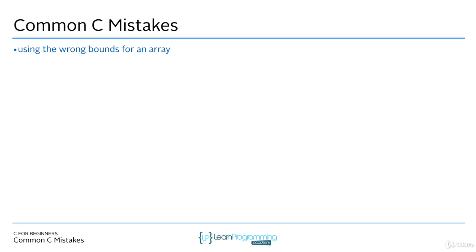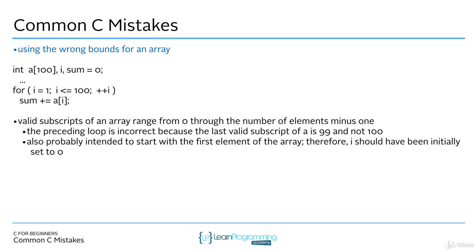Using the wrong bounds for an array, an out of bounds exception. Here we're declaring an integer array of 100 size, and then a couple variables i and sum, with only sum being initialized. And we go through our loop, and we say for i equals 1, i is less than or equal to 100. That's incorrect, because the size of 100 means that there's 100 elements in the array. But arrays are zero-based, so the first element is 0. The max index that you can assign or access in the array is 99.